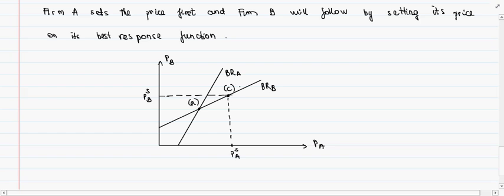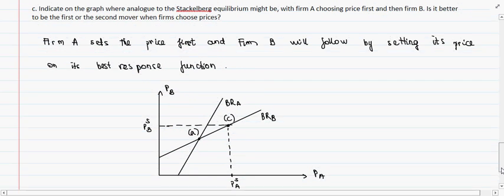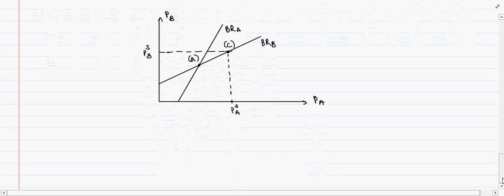Okay, so what we care about is the best response function for firm B. We do not care about the best response function for firm A anymore, because firm A is the one who's setting the price first, and he is the first mover. So there's no best response function for firm A that we need to care about. Okay, the question is asking: is it better to be the first or the second mover when the firms are choosing prices?